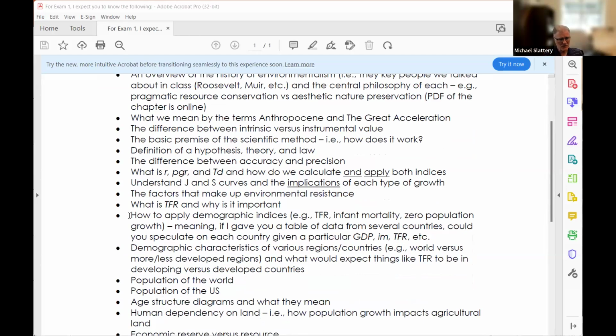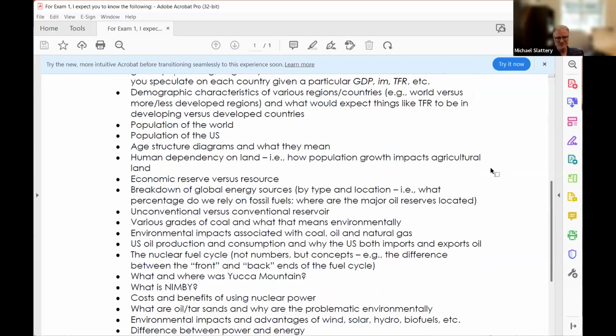I want to just highlight this one here, how we apply the demographic indices. So things like total fertility rate, infant mortality rate, zero population growth. So this is where I'm going to give you a table of data that you've never seen before, and it's going to have data from 4 hypothetical countries. And if you understand what infant mortality, total fertility rate is, gross domestic product, you should be able to answer some questions on that data table, right?